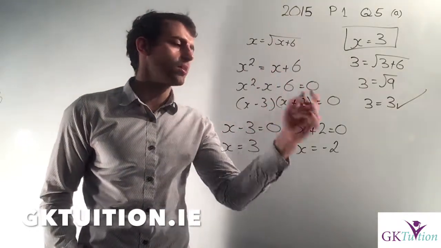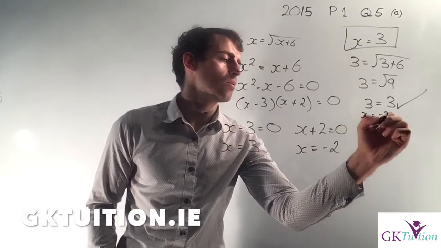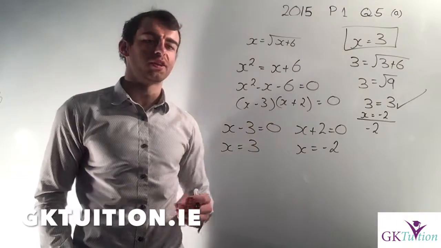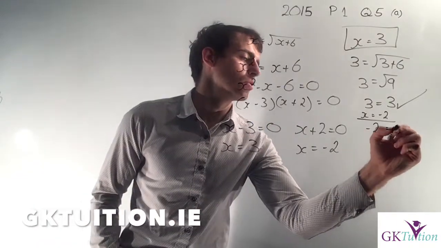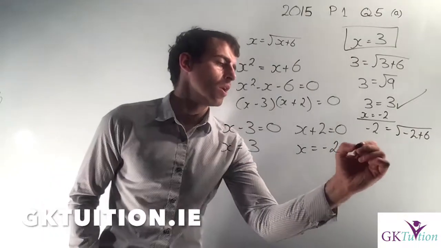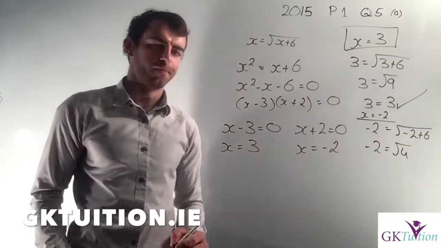So the next one, let's sub in the next one. I get minus 2. So I would say if x is equal to minus 2, I'm going to sub that in. So on the left-hand side, it's just minus 2. And that's going to be equal to the square root of minus 2 plus 6. So my right-hand side, I've got the square root of 4.